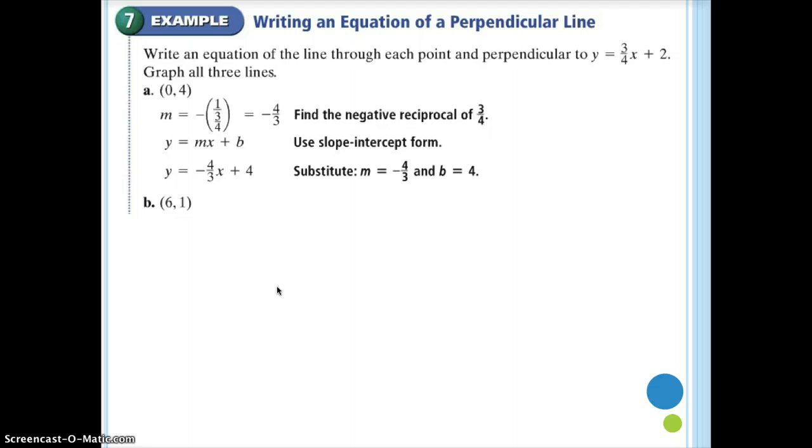For part B here, they're giving us a different point. It's not a significant y-intercept like we had in part A. There are two ways of handling this. First of all, we're going to be using the same slope that we used in part A because, again, we're solving for a perpendicular line, and again, the slope has to be the negative reciprocal. So since we're using the same slope, really the problem that we're doing isn't very difficult because we already have the slope and now we have a point.